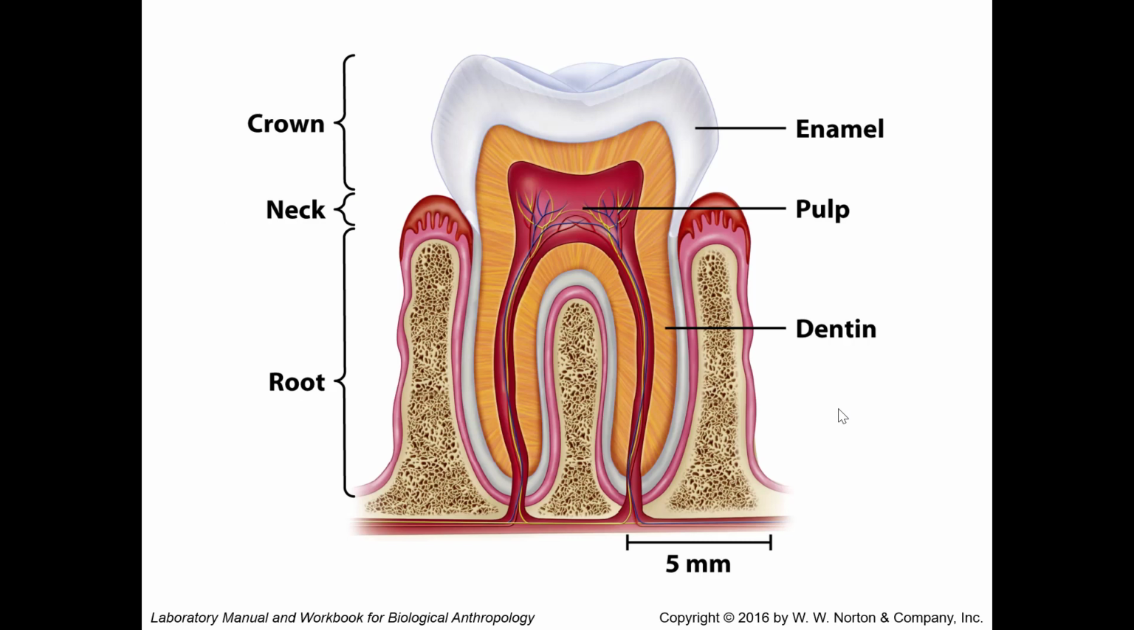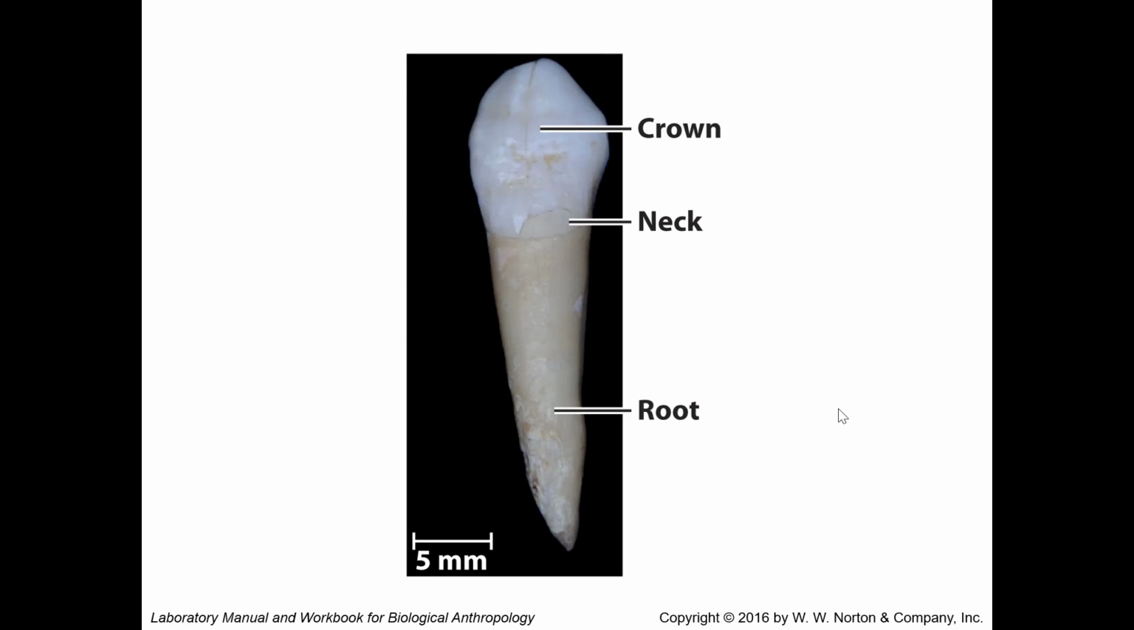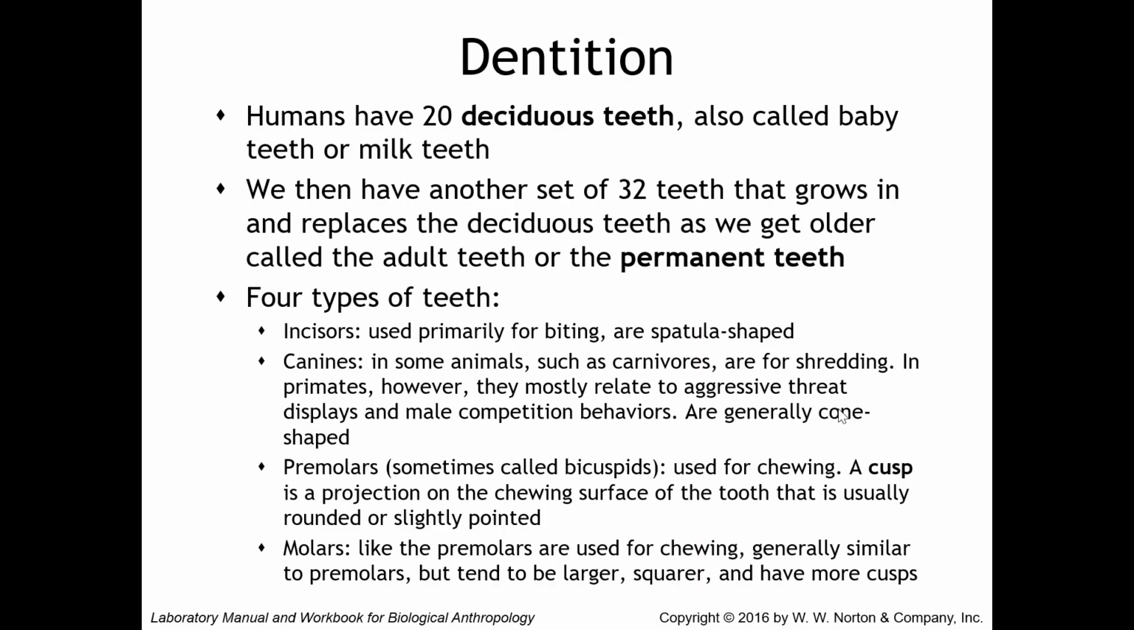So like most mammals, we have two sets of dentition, right? Here's a closer picture of the tooth, and then here is a closer picture of the tooth also, just not drawn out. So two sets of teeth.